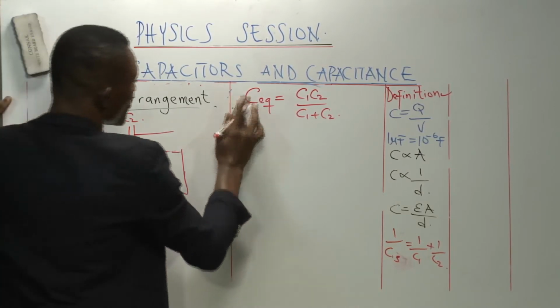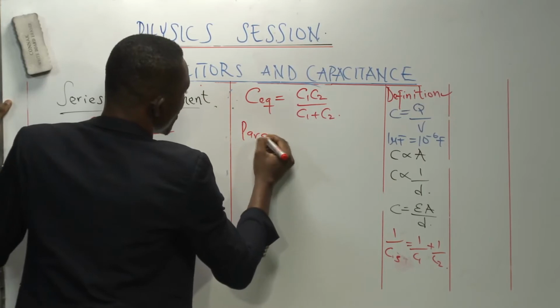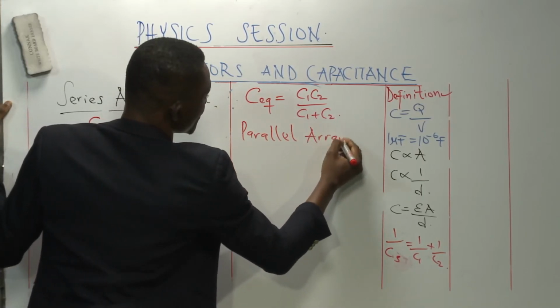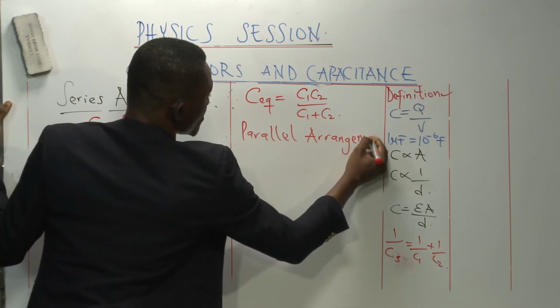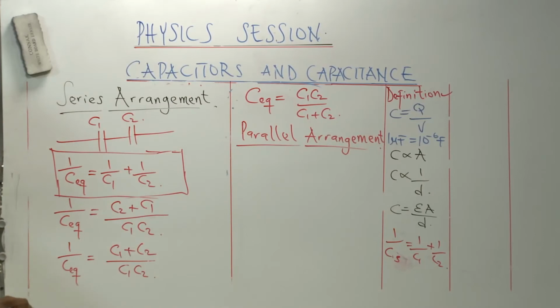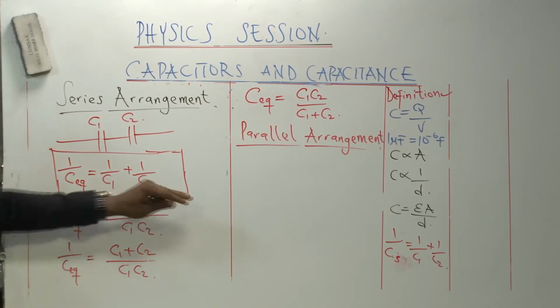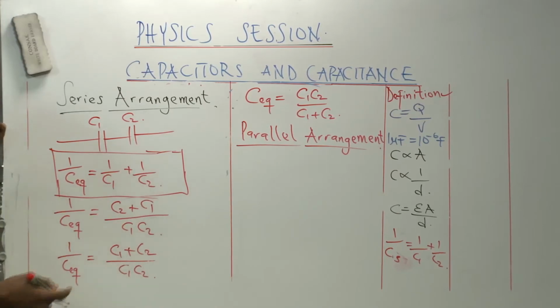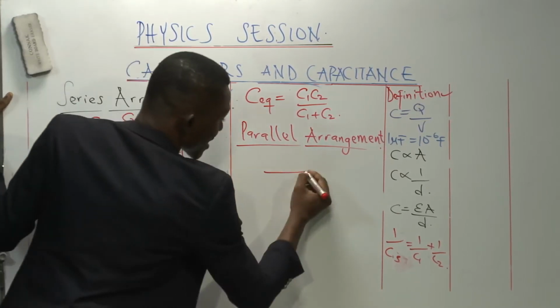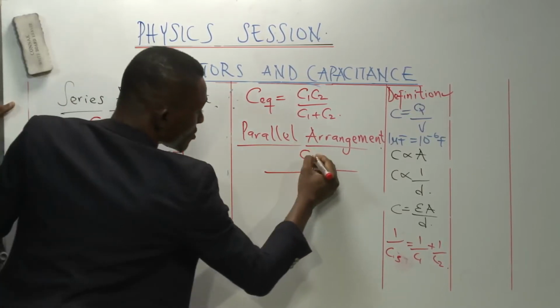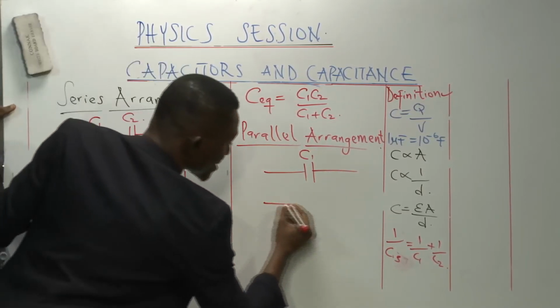So let's move to parallel arrangement now. When they are arranged in parallel, what happens? The first thing we are going to start with is, how do you identify capacitors when they are placed in parallel? Very simple. We have one capacitor now. Pay attention. We have one capacitor here, C1. We have another capacitor here, C2.